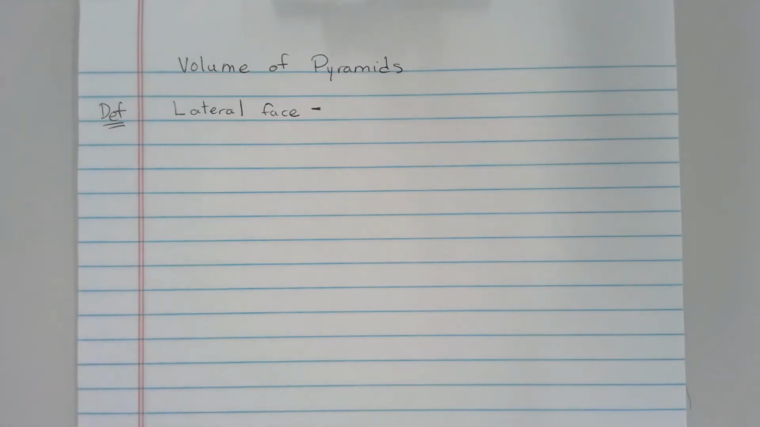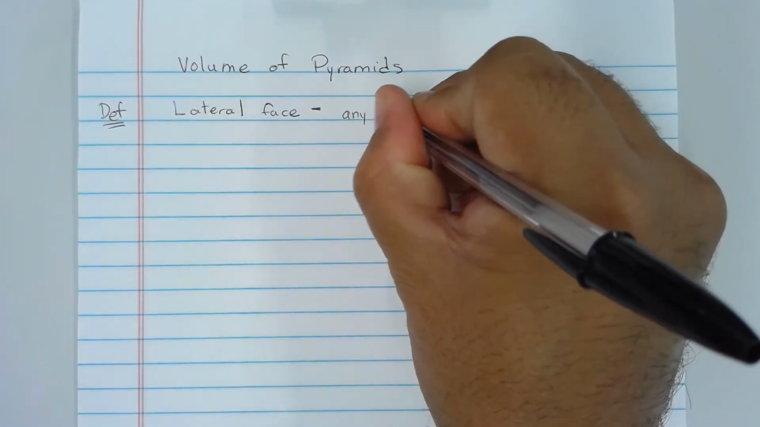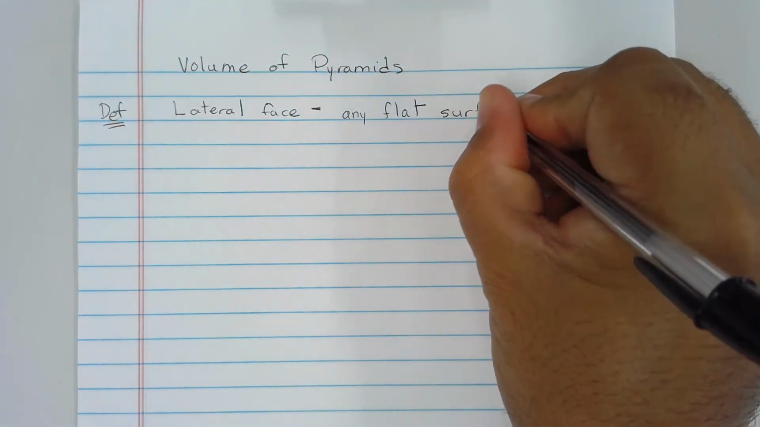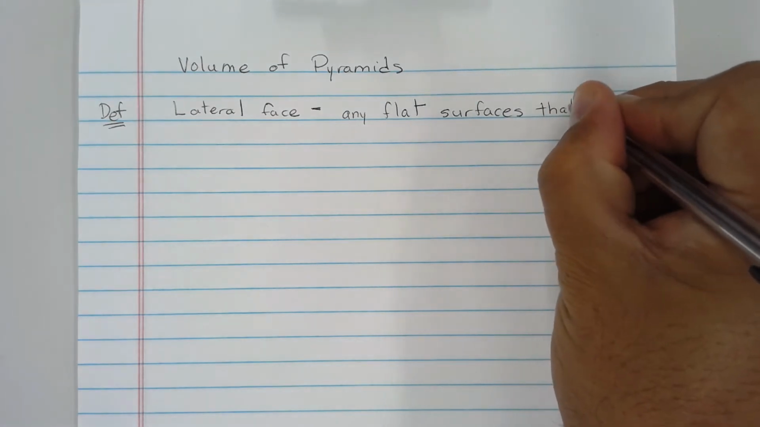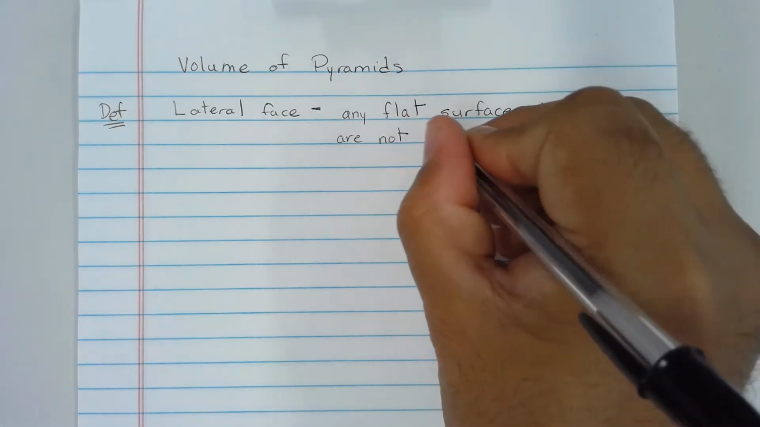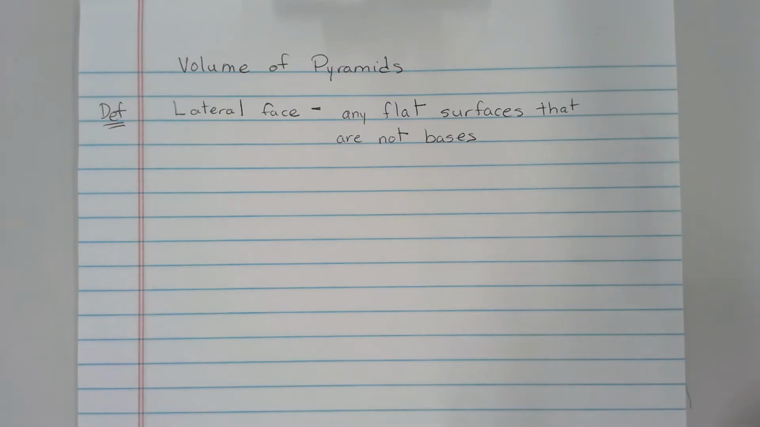Alright, today we're discussing volume of pyramids. A couple of things we have to go over are definitions. A lateral face is pretty much any flat surfaces that are not bases. Any flat surfaces that are not bases.